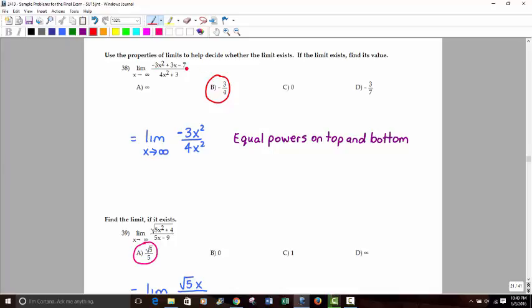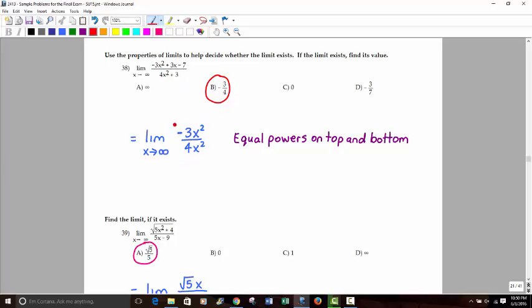Keep in mind the powers may not be in perfect order here, so you have to search the numerator and the denominator. But you see x squared is the largest power on top, x squared is the largest power on bottom. And so when they have the same powers, you take the ratio of their coefficients, so it would be -3 over 4.